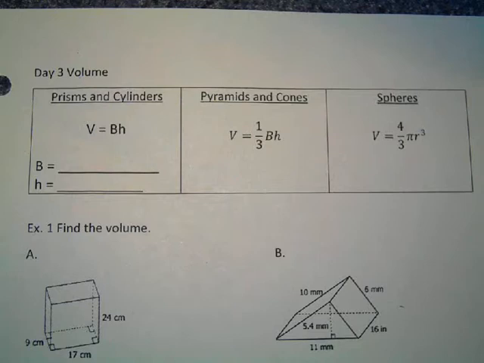Alright, we are looking at day 3. Our 2D and 3D shapes. We're doing volume today. So, prisms and cylinders are the same formula because, remember, a cylinder is just a prism with a circle base. So, the capital B stands for base area.